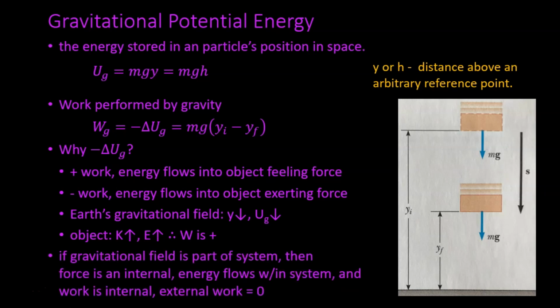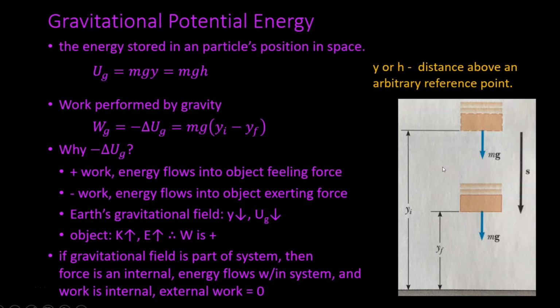Finally, if the gravitational field is part of the system, then the force is internal, the energy flow within the system is internal, work is internal, and that means there is no external work performed. Typically, when we solve these problems, we do make the gravitational field part of the system. That way we can have potential energy in the system.